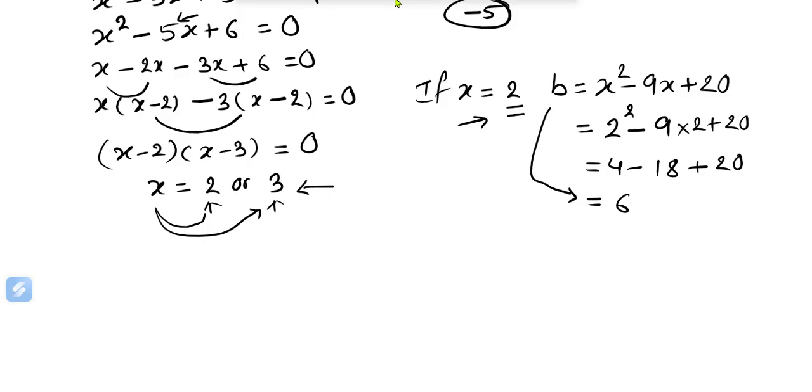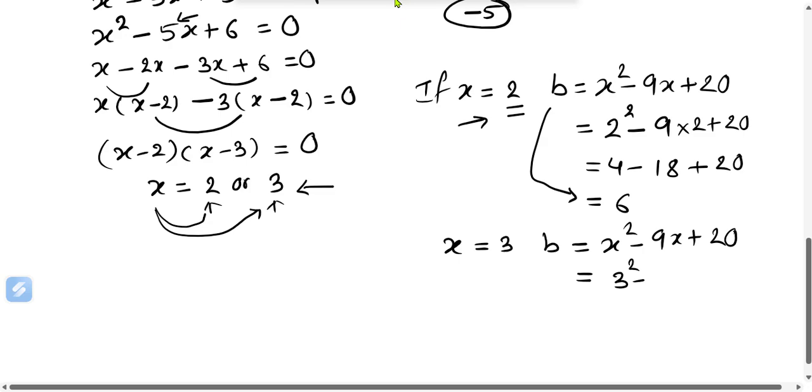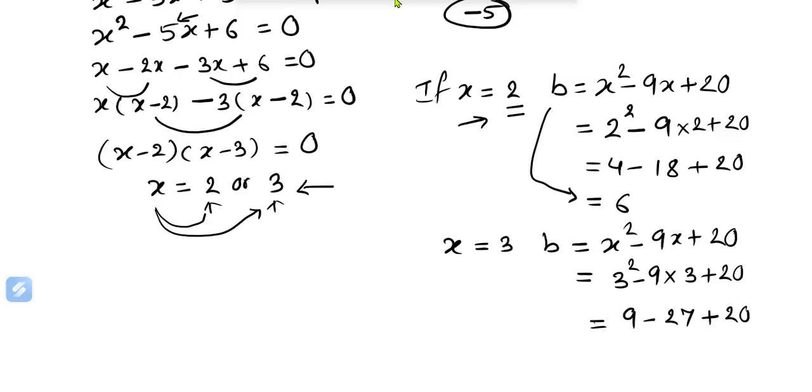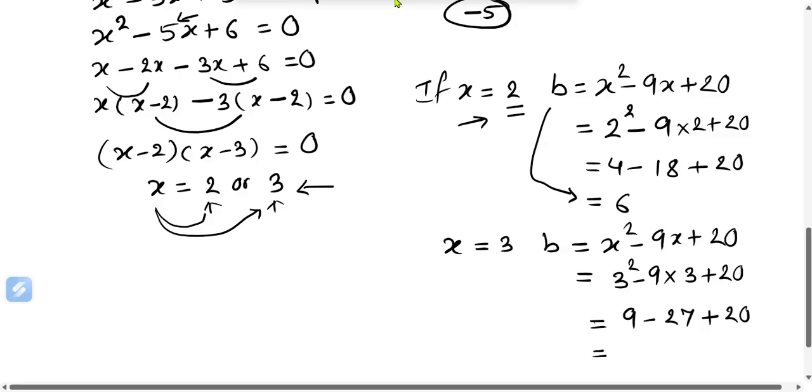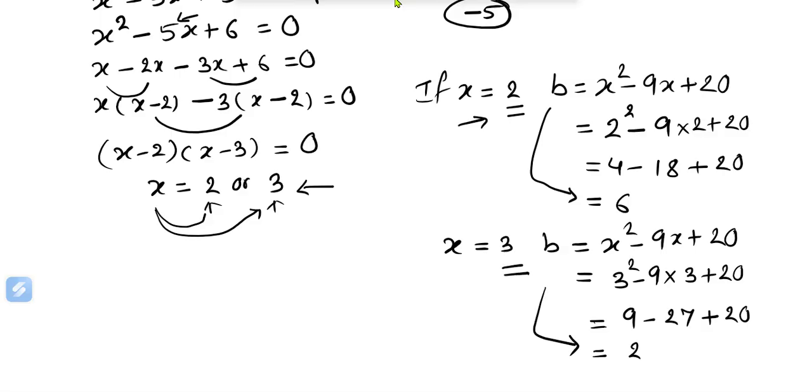Now we have next, which is 3. If x is 3, then b is now equal to x squared minus 9x plus 20. Now x is 3, so 3 squared, minus 9 times 3 plus 20. Simply it means 9 minus 27 plus 20. And that simply means the value of b is 2, which is also an even integer. That means x equal to 3 is also true.